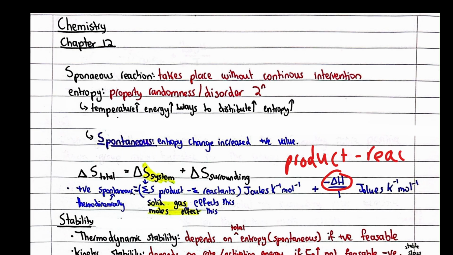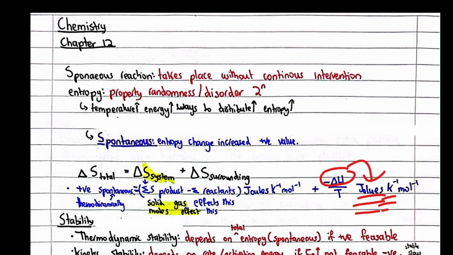So if a reaction is endothermic, the enthalpy change will be positive, so the overall will be negative. If it's exothermic, which has a negative sign, it will be positive because negative times negative is positive. Remember, make it into joules and Kelvin. Usually this will be given in kilojoules and converted to joules. As you see here, if it's positive, it's thermodynamically spontaneous.